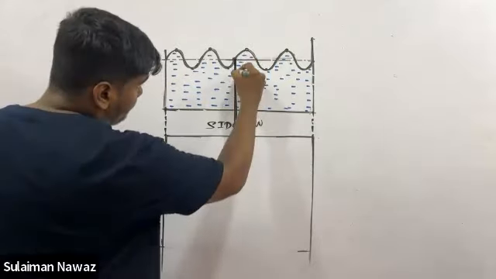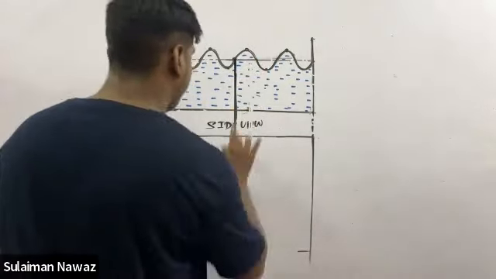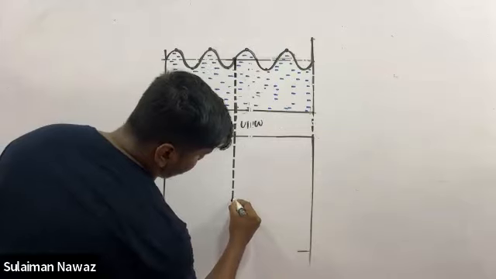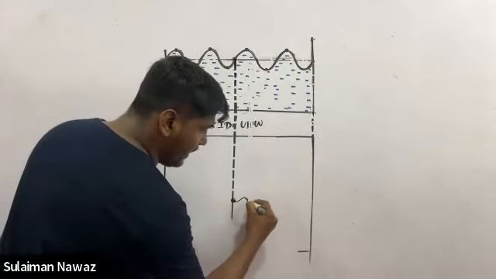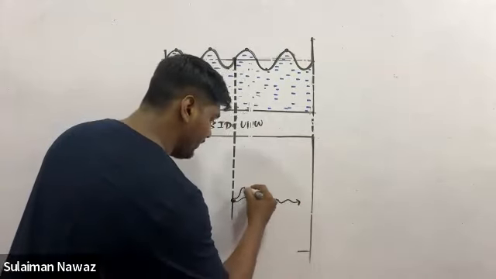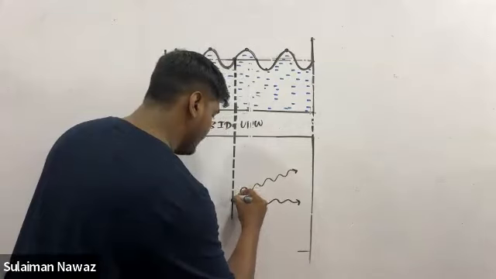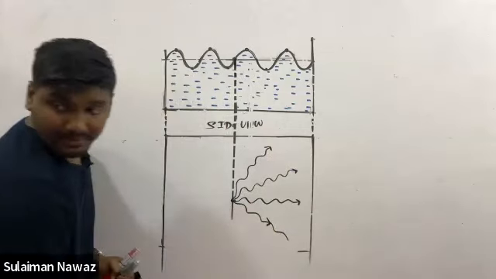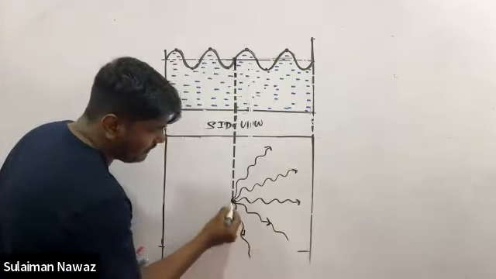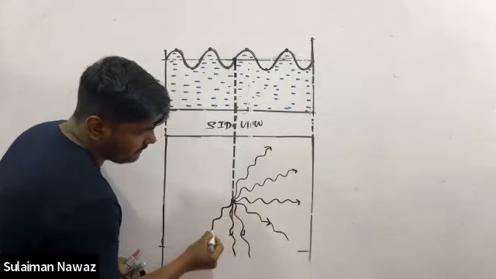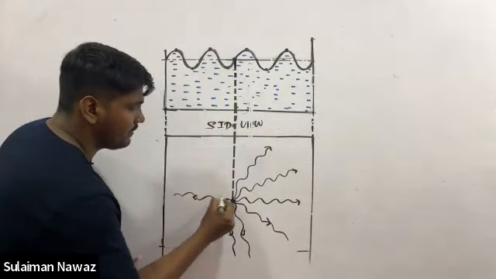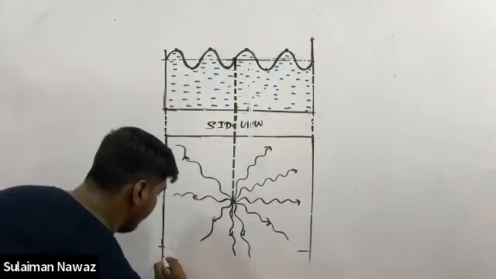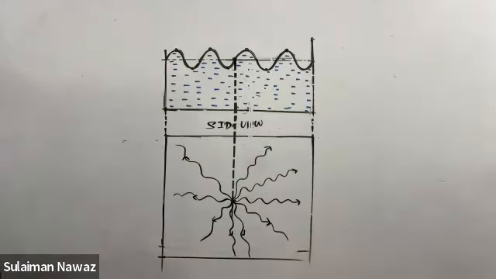Let's say here is our point of vibration. Then what would happen? These water waves propagate in all directions. Do you understand what I'm saying? These water waves propagate in all directions. This is the top view.